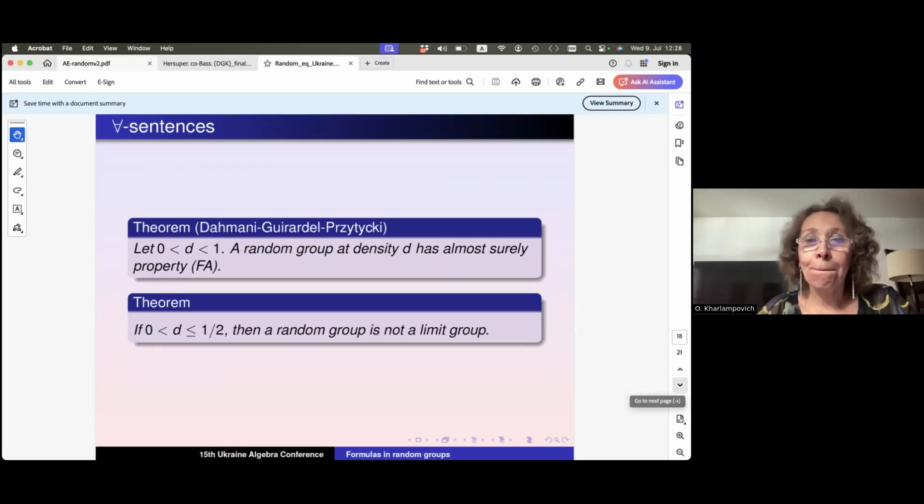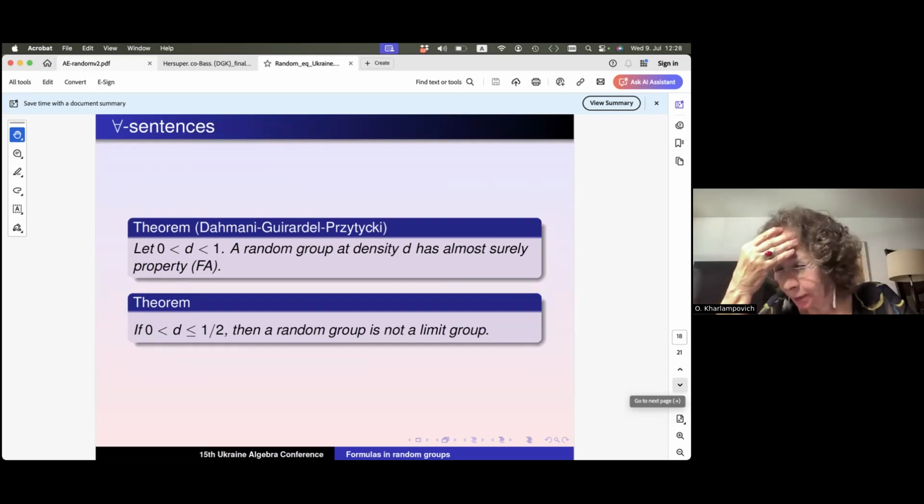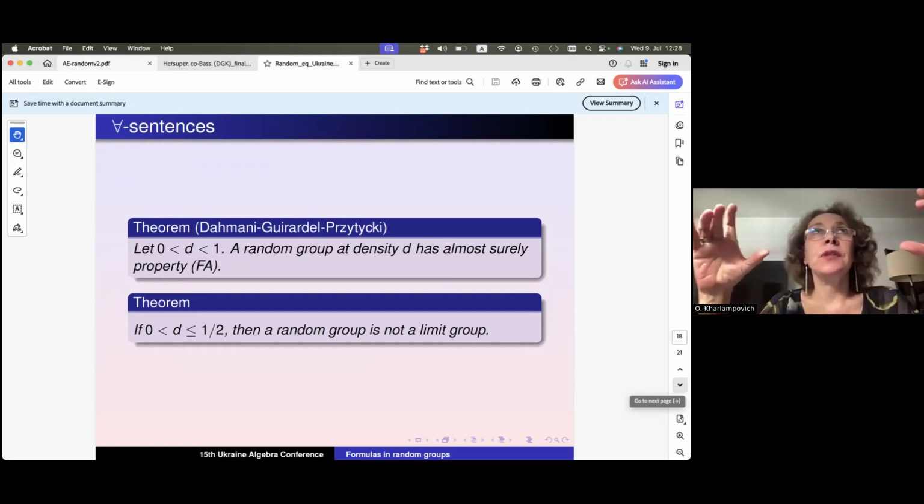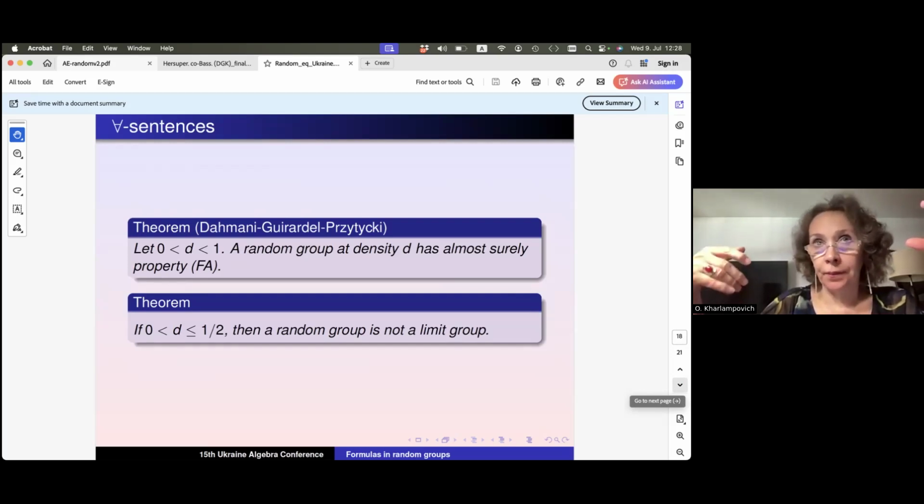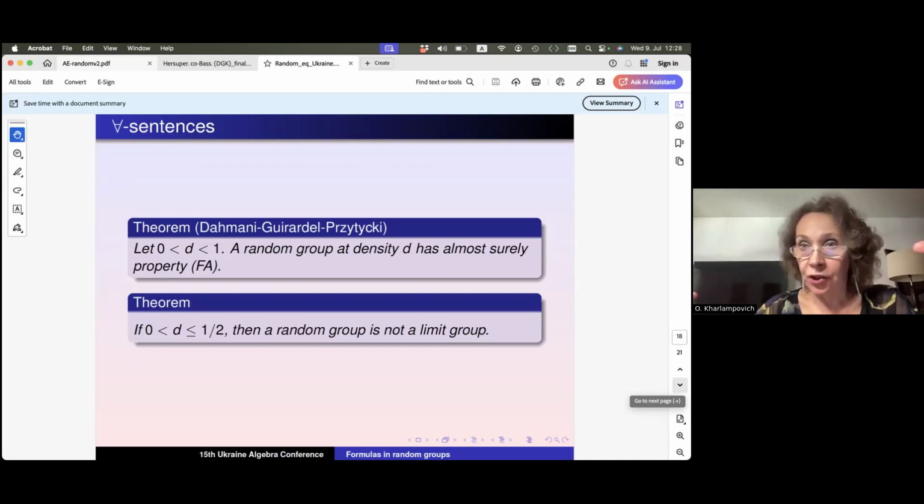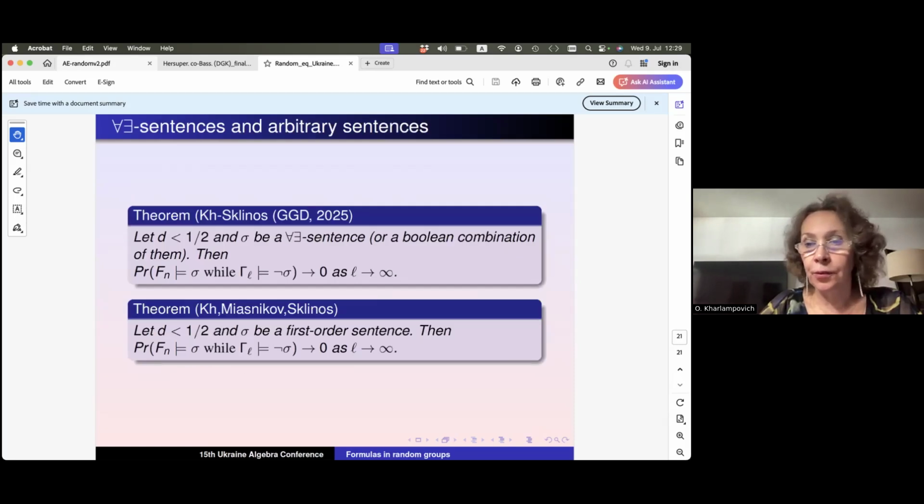Now how one has to understand this result about formulas: if you have a sentence that belongs to the theory of a free group, then for each L the proportion of groups satisfying this sentence is very large. And as L goes to infinity, the ratio of the number of groups which satisfy this sentence to the number of all groups goes to 1. Now let me skip universal sentences.